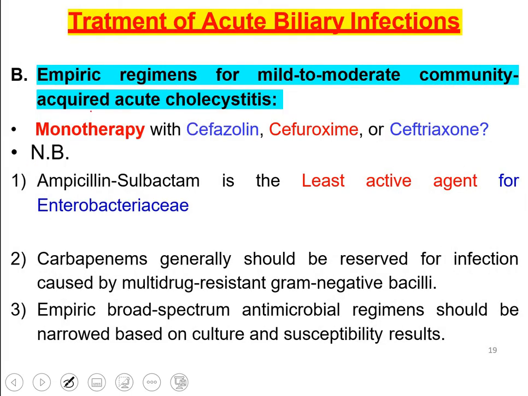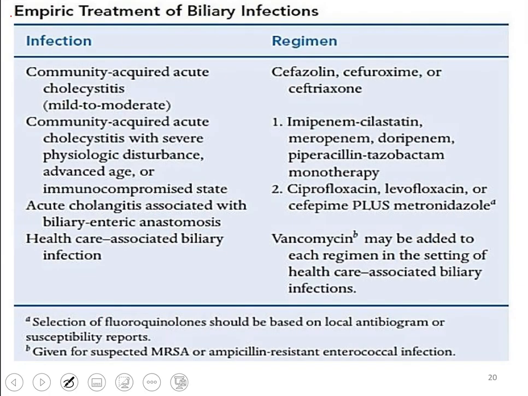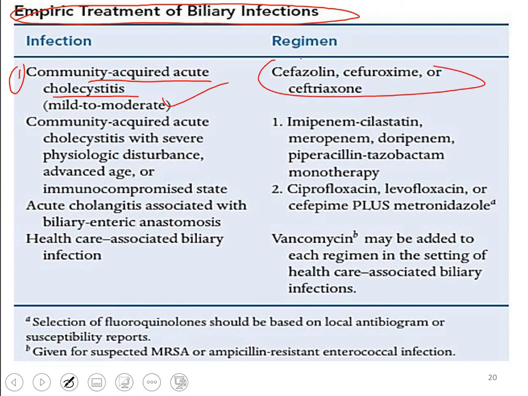The empiric regimen for mild to moderate community-acquired acute cholecystitis: monotherapy is usually used, and in severe cases you can combine two classes of antibiotic as well. This is empiric treatment for biliary tract infection. Number one is community-acquired acute cholecystitis, mild to moderate. Usually this class of antibiotics is used in community-acquired cases.